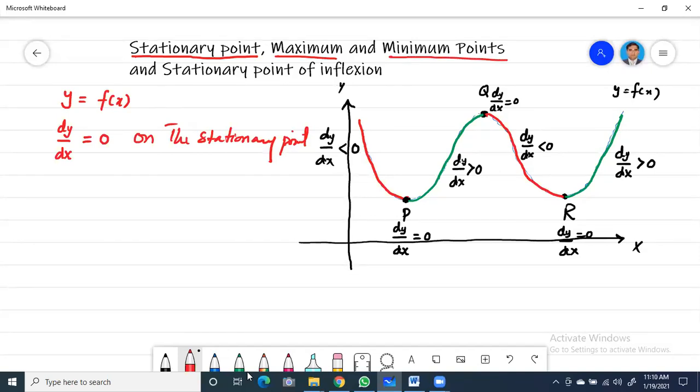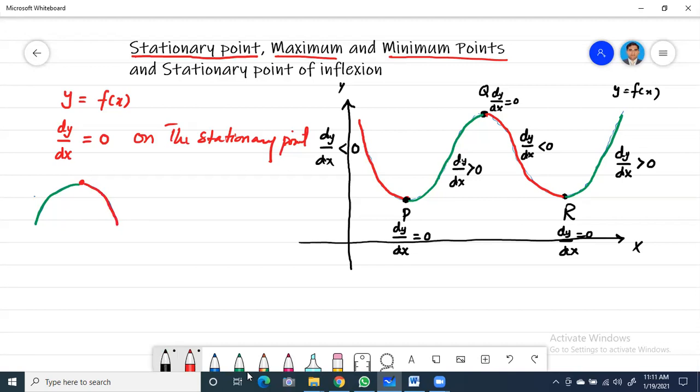For that, I'm describing it here with a new diagram. Suppose the curve is like this. In this type of curve, this is the turning point. How will we check whether this is a maximum point or a minimum point? Before the turning point, I'm describing this with the green color, and after the turning point, this portion of the curve I'm describing with the red color.